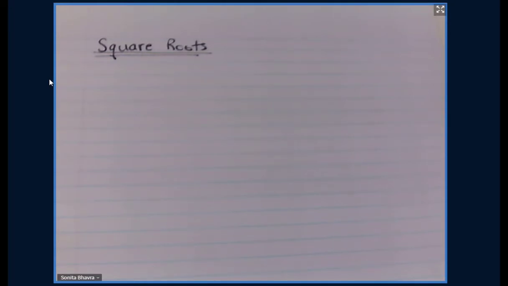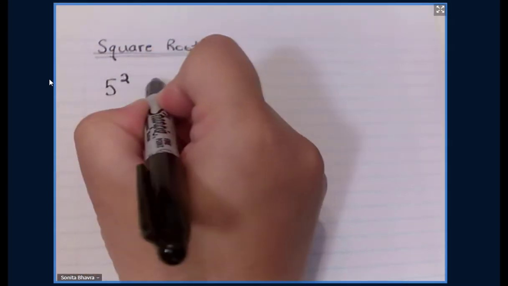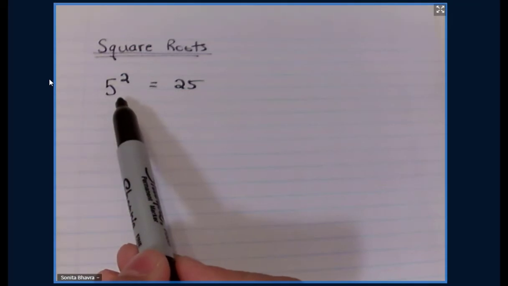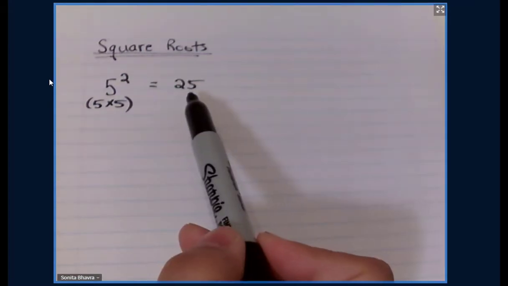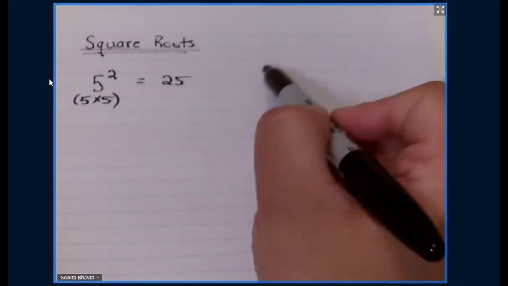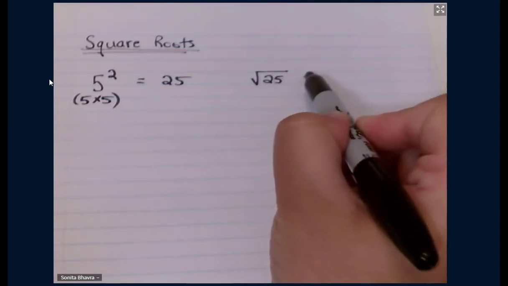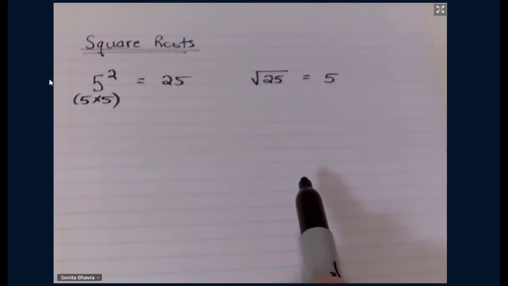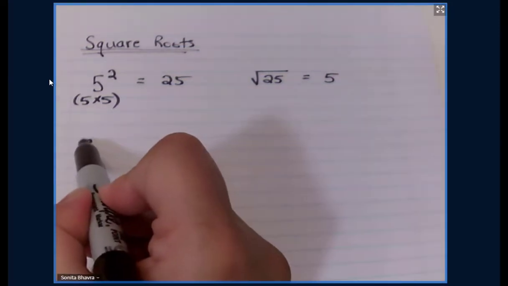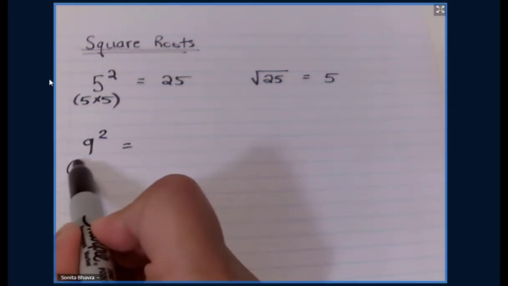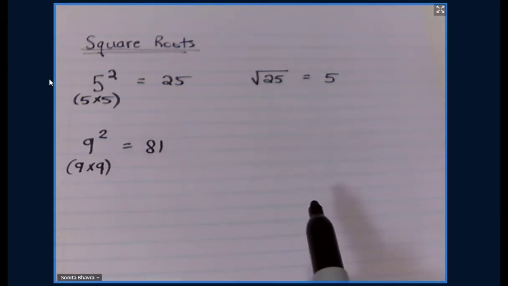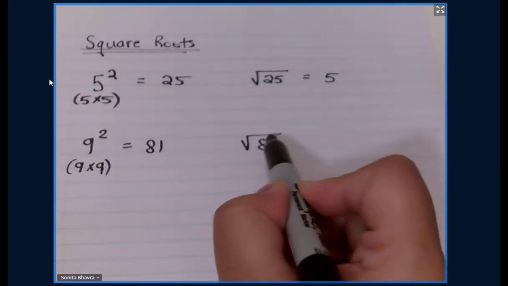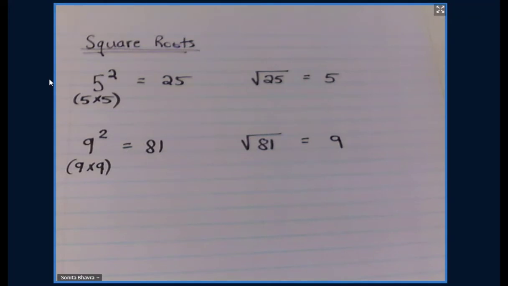The square root, for example, of 25 would be 5, because 5 squared is equal to 25. 5 squared means 5 times 5. Let's put that down here. 5 times 5 is equal to 25. So when you take the square root of 25, the answer is 5. Similarly, if we took 9 squared, that means it's 9 times 9, which is equal to 81. If we took the square root of 81, the answer is equal to 9.